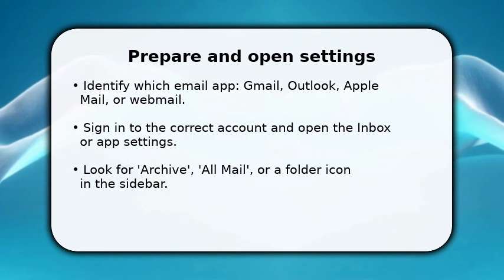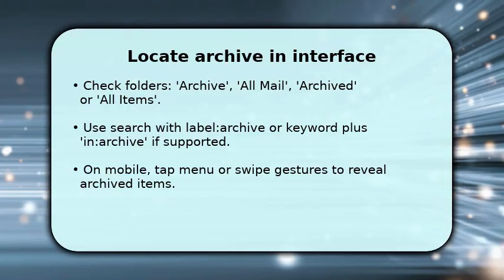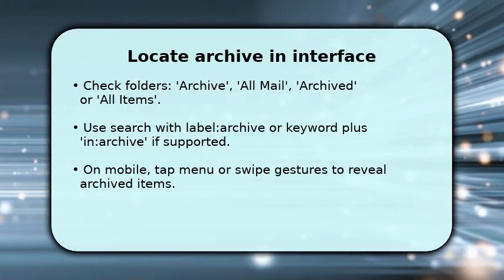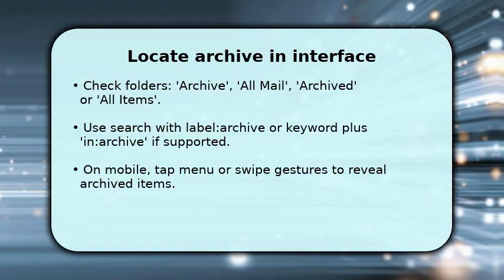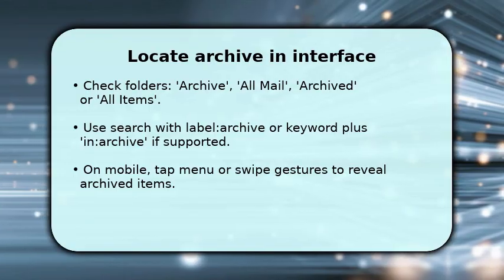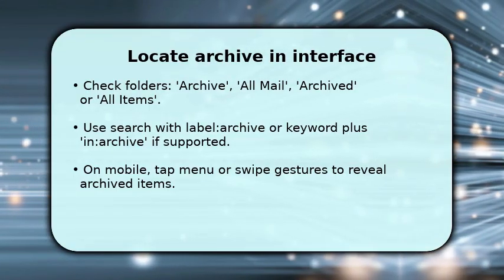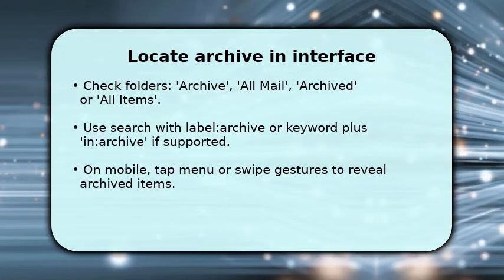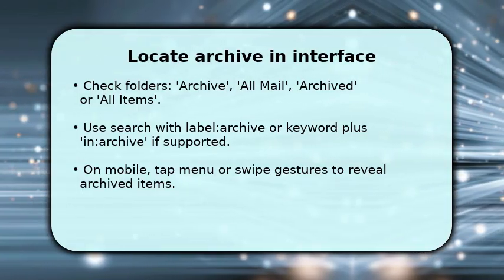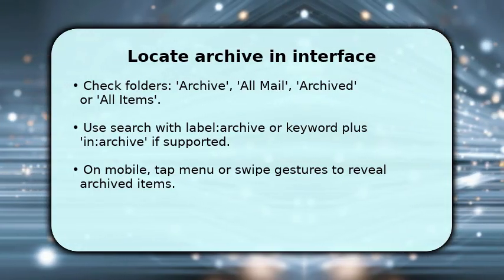Next, navigate to the location where archived messages are stored. In Gmail, open All Mail or search with label Archive. In Outlook, look for an archive folder under your mailbox or archive PST/online archive. Use the search bar with modifiers like In, Archive, or the Apps Archive filter to surface hidden messages. On mobile, expand the side menu or use the search icon. Make sure sync is complete.